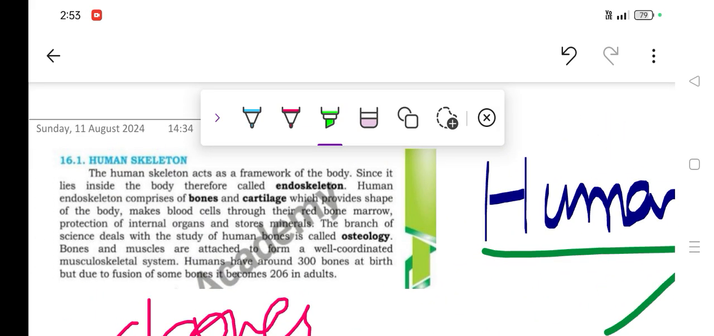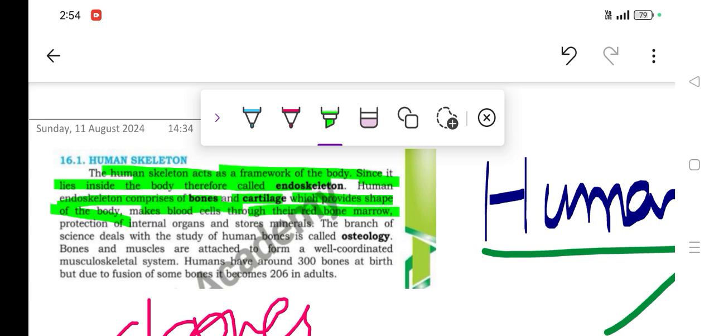Let's check it out. The human skeleton acts as a framework of the body. A framework is when many things combine to make a structure. Since it lies inside the body, it is called the endoskeleton. The endoskeleton comprises bones and cartilage, and they provide the shape of the body. Bones and cartilage make a good human posture structure, and they also make blood cells. The red bone marrow, yes, this is an important point.